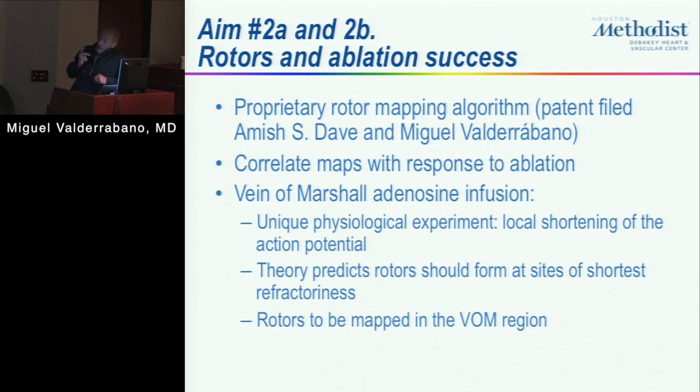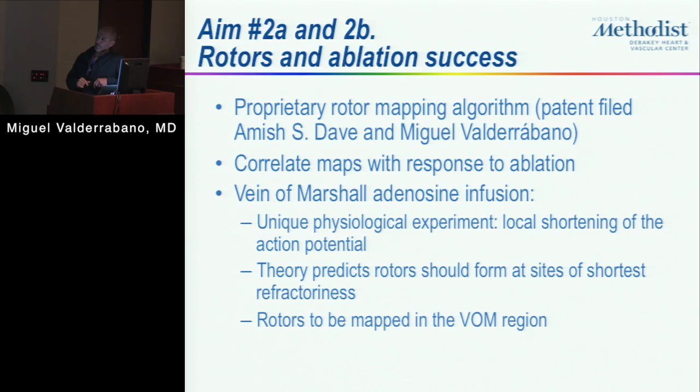So what I want is to give adenosine in the vein of Marshall so that the regions around the vein of Marshall will get an artificially shortened action potential duration. And if that's the case, then a rotor should form. At least that's what the theory should predict. And that's what we wanted to do.